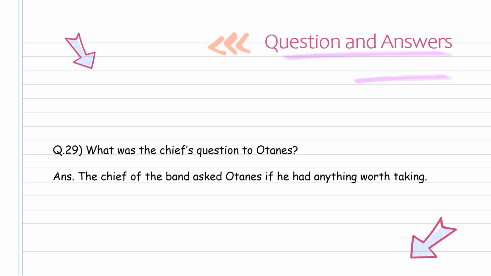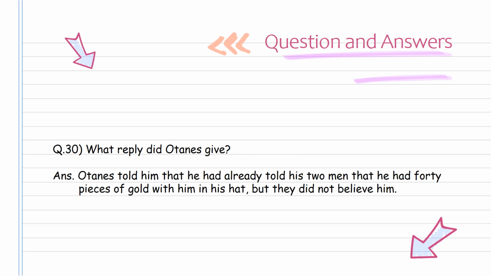Question 29. What was the chief's question to Otanes? The chief of the band asked Otanes if he had anything worth taking. Question 30. What reply did Otanes give? Otanes told him that he had already told his 2 men that he had 40 pieces of gold with him in his hat, but they did not believe him.